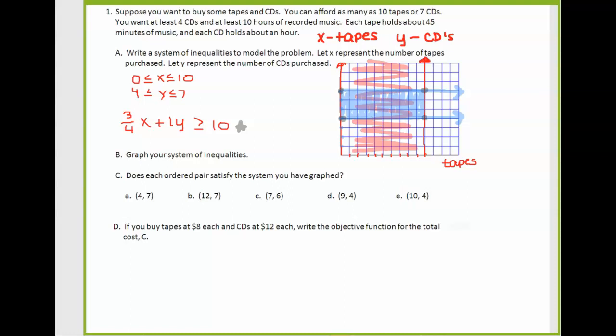So this is the same as saying y is greater than or equal to negative 3/4 x plus 10. So go ahead and plot that point. It goes through 0, 10. And then down 3 over 4, down 3 over 4, and y's are greater than, therefore you are shading above. So you have this trapezoid solution region.